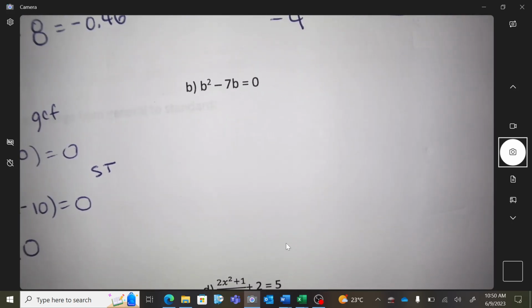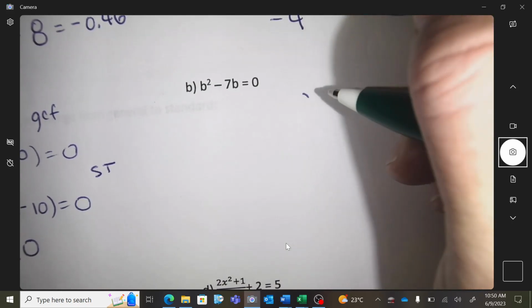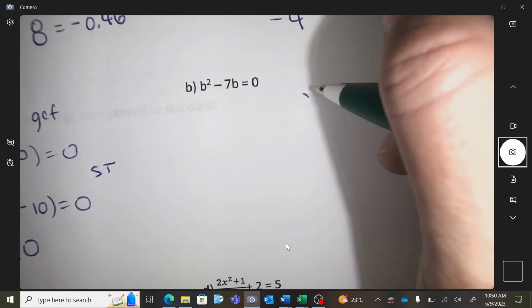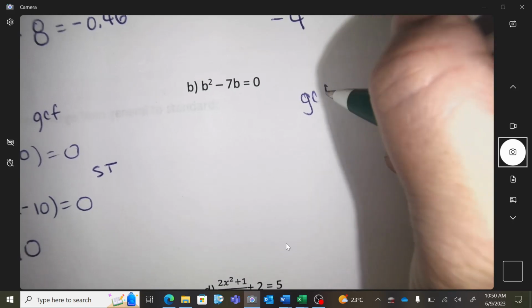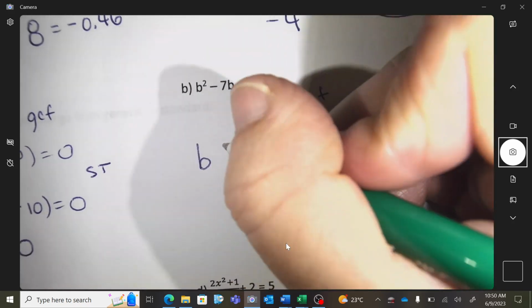Question B is, I don't know that style. Easy trial, no. Simple, no. GCF. There's two terms. They could both get a what out of them? B?